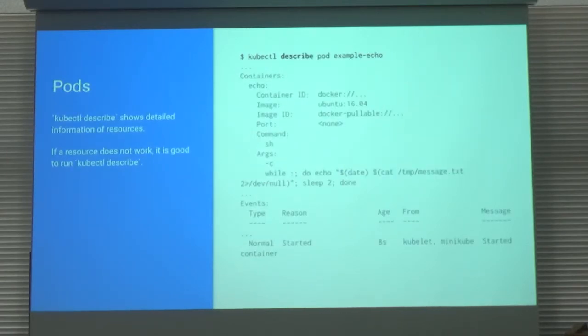And kubectl has the describe command. This shows more detailed information of the resource. As you see, there are container ID and image, command, arguments, and events. Okay, this is very useful.